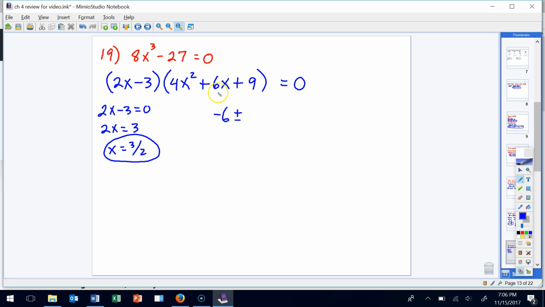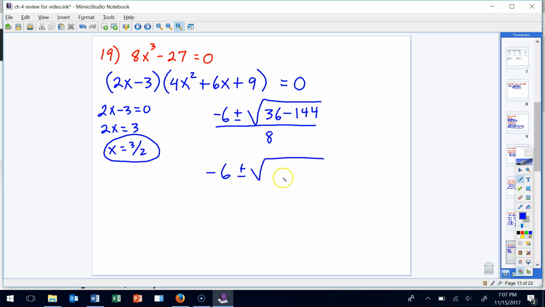I'm going to do the formula: opposite of b, plus minus the square root of b squared minus 4 times 4, which is 16, times 9, and that's 144, and all of that goes over 2 times 4, which is 8. Now let's work on that radical. 36 minus 144 is negative 108, and we can simplify the square root of negative 108 using i and two other factors, the square root of 36 times the square root of 3.